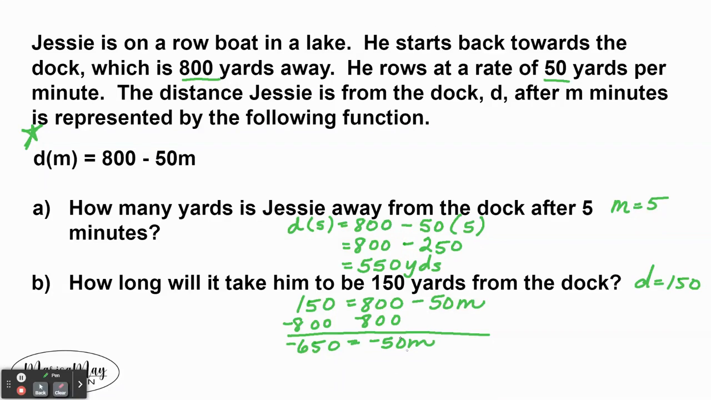And then we need to get rid of this negative 50. So we do the opposite of multiplying by negative 50. We divide by negative 50. And we get that m is 13. So that means after 13 minutes, Jesse will be 150 yards from the dock.